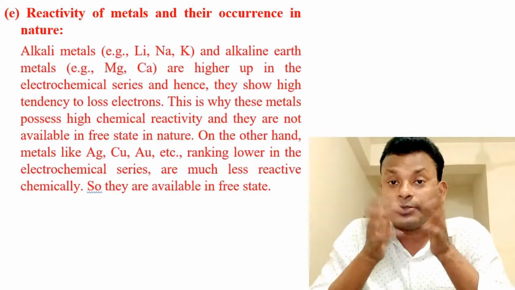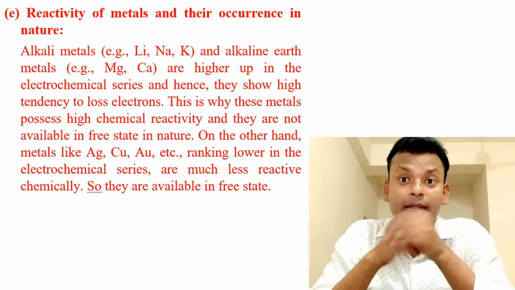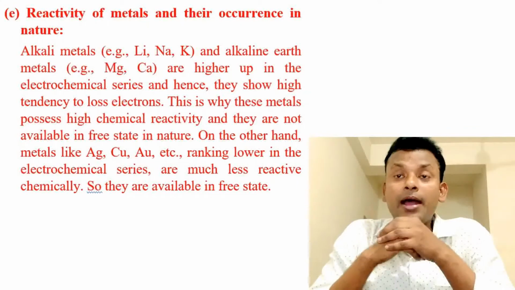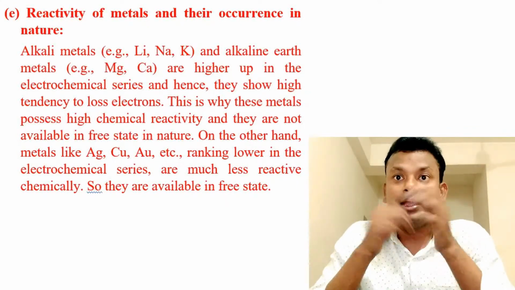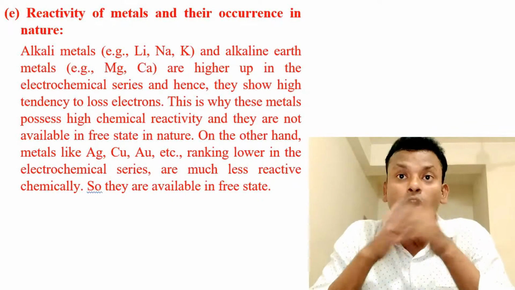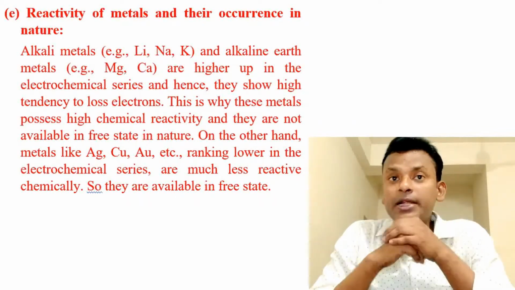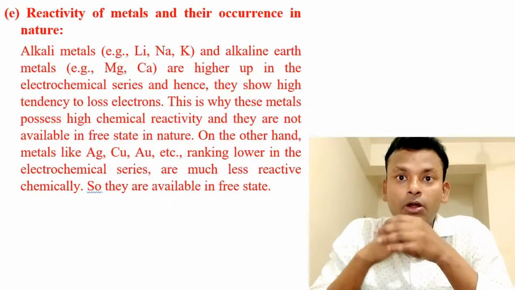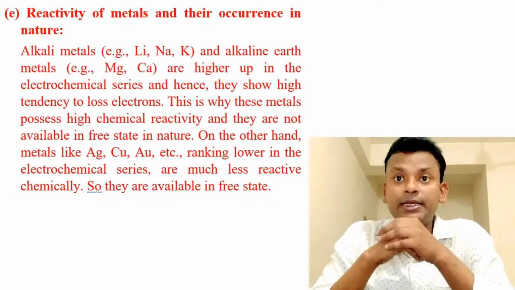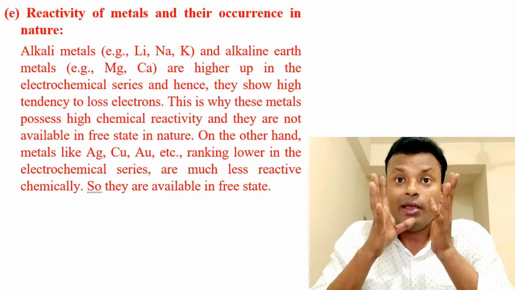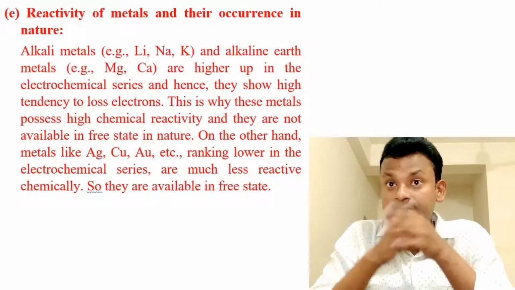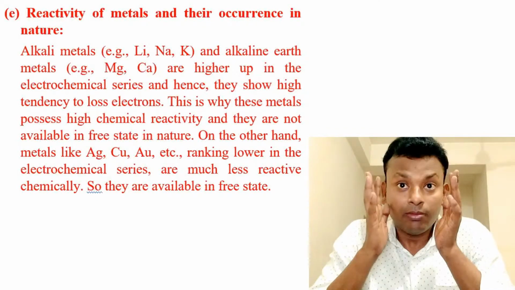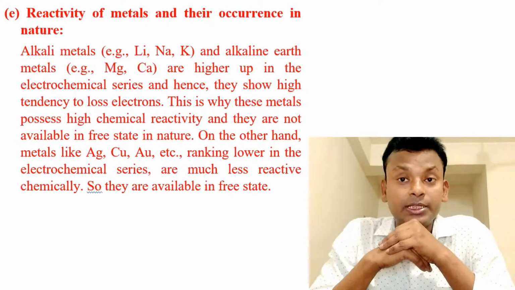Alkali metals, for example lithium, sodium, potassium, and alkaline earth metals, for example magnesium, calcium, are higher up in the electrochemical series and hence they show a high tendency to lose electrons. This is why these metals possess high chemical reactivity and are not available in the free state in nature. On the other hand, metals like Ag, Cu, Au, etc., ranking lower in the electrochemical series, are much less reactive, so they are available in the free state.